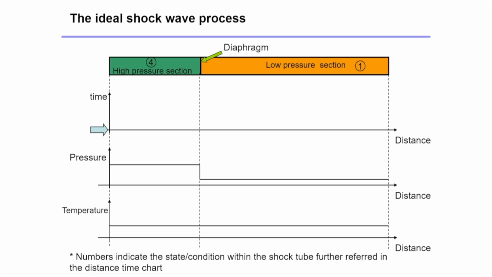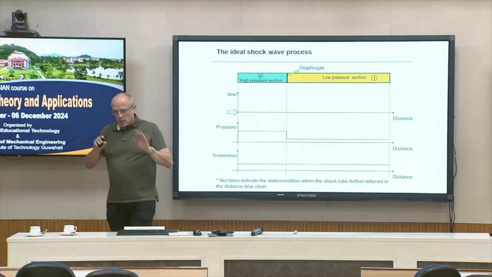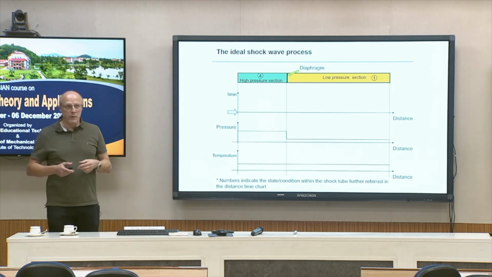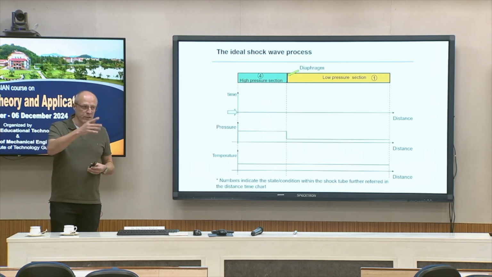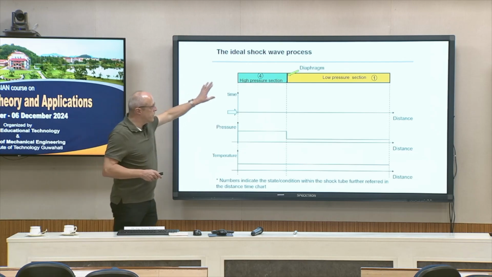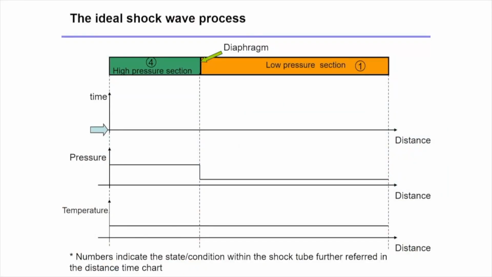So this is what we have before the shock, and you see here already numbers, so 4 and 1. If you look at literature, you will often find, for example, the ratio T5 over T1. So the numbers you can find in literature I have given here, and I will explain at which time we are looking at interesting conditions. So this is called section 4, section 1.